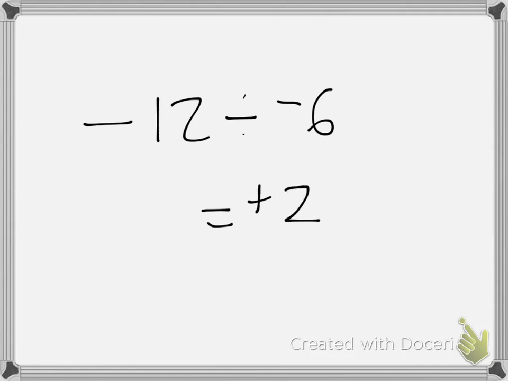Okay, now let's say that you have the problem negative 12 divided by negative 6. Now, we're working with two negative numbers. They're the same sign. Anytime you're working with the same sign, dividing or multiplying for that matter, your answer is going to be positive. So your answer is positive 2 in this case.